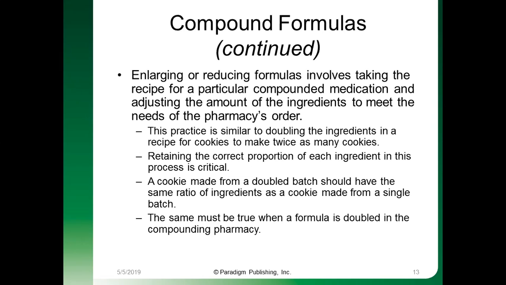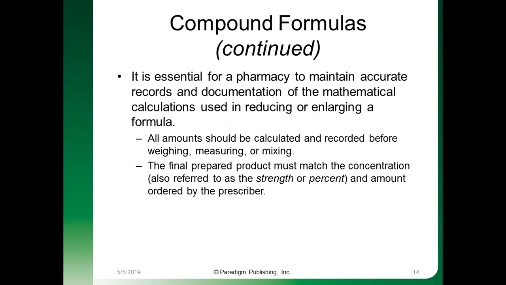The same must be true when a formula is doubling a compounded pharmacy. So again, like I was stating, if you're making enough for cookies, the recipe calls for 12 cookies, but you need double, you need 24 cookies. So you're going to add the ingredients to meet those 24 cookies that you need to batch. The same goes for compounding medication for 100 or 1,000 patients, or 20.